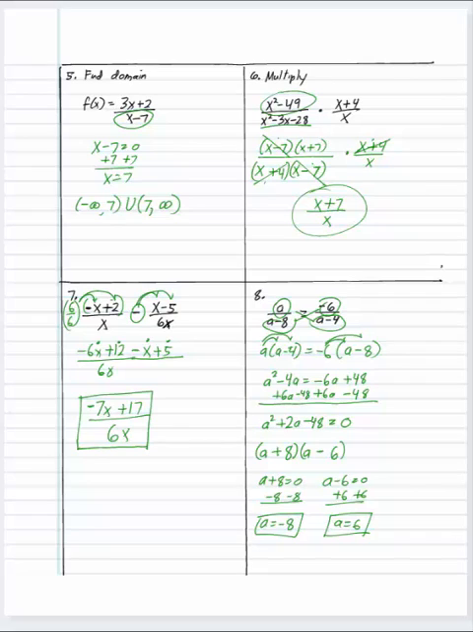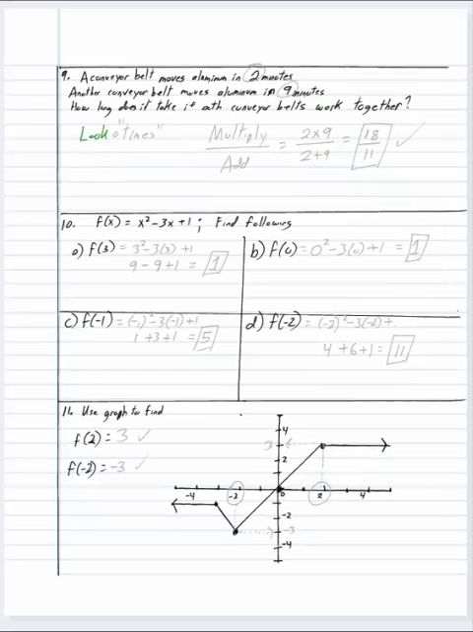Anytime you see these problems, first look at the times, 2 minutes and 9 minutes. And then all you got to do is multiply divided by add. So we're literally going to do 2 times 9 over 2 plus 9. 2 times 9 is 18. 2 plus 9 is 11. So 18 over 11 is our answer.